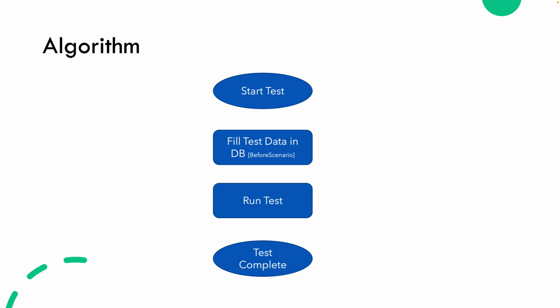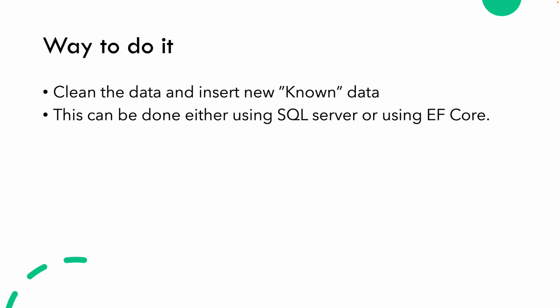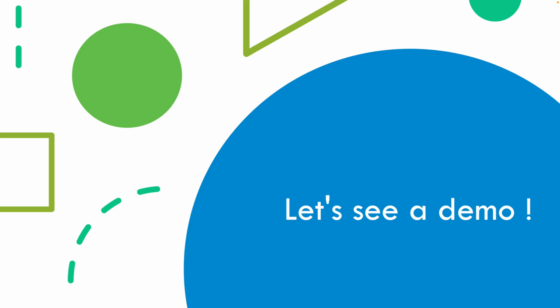And the way to do this is very simple, right? We can clean the data for each and every execution once it's done, and then we can insert known data into our database. This can be done either using a SQL query or using Entity Framework Core, which is already available as a part of the .NET framework. And we are going to be seeing how we can use Entity Framework to perform these operations for us. Let's quickly see a demo on what we're talking about and understand how things work.